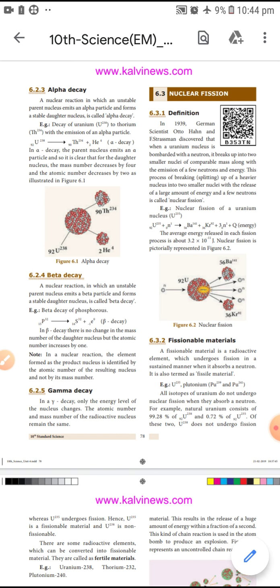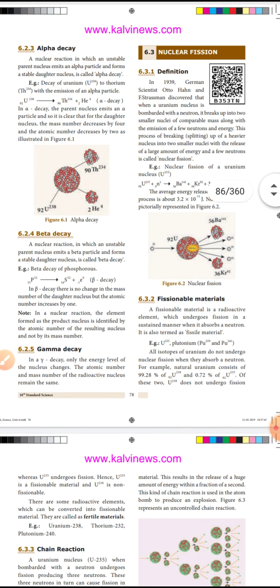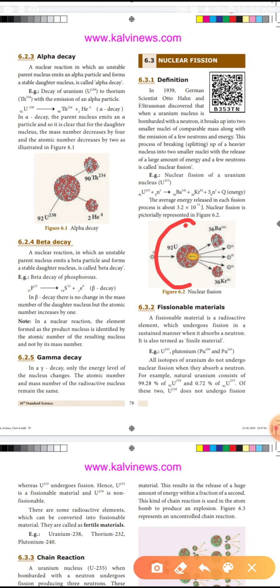This process is breaking, that means splitting of a heavier nucleus into two smaller nuclei. Fission means broken. It breaks the heavier nucleus and converts it into lighter nuclei. That is fission. The heavier nucleus given here is uranium-235.